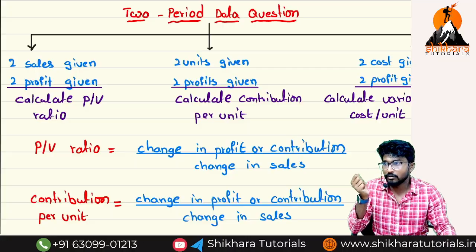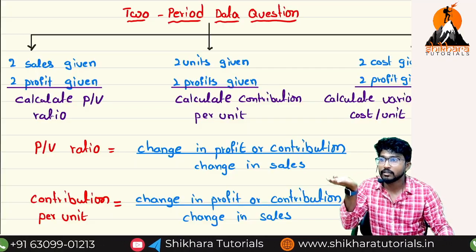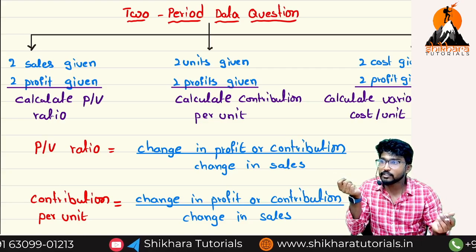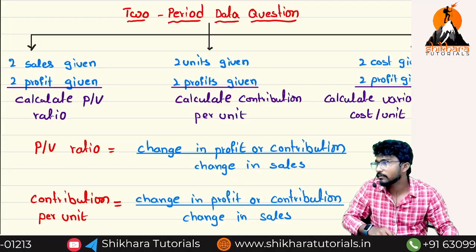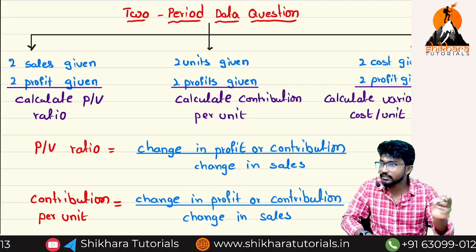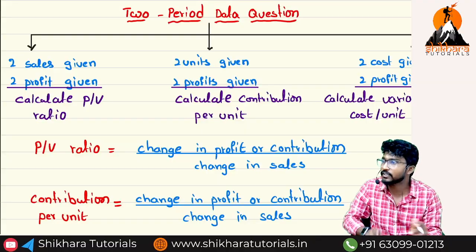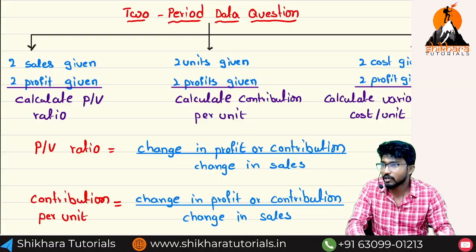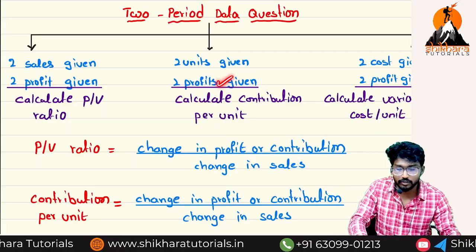lakhs only. Now, at 15 lakhs of contribution, how much has contribution increased? 5 lakhs. Your profit is how much now? 10 lakhs. How much has profit increased? 5 lakhs only. So once your fixed cost is recovered, your contribution and your profit are the same. Your contribution is equal to your profit only. Okay, that is the logic we are using here.